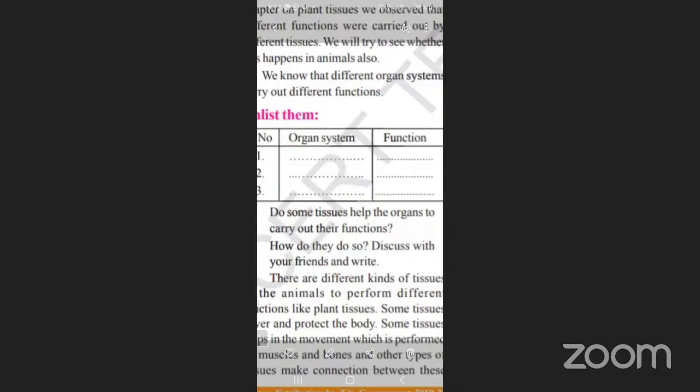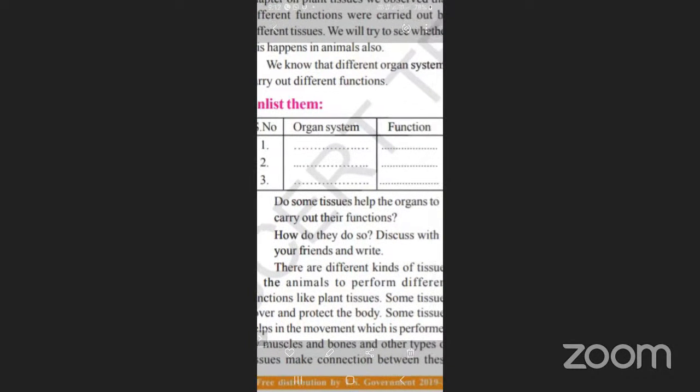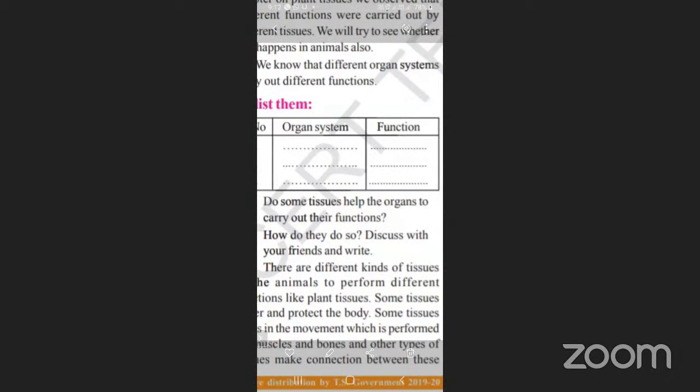If we take the muscular system as an organ system, its functions are locomotion, or movement. Here our legs are locomotory organs. And heat production also. When we feel very cool weather, we can observe shivering in our muscles. By this shivering and movement, muscles can produce heat energy.